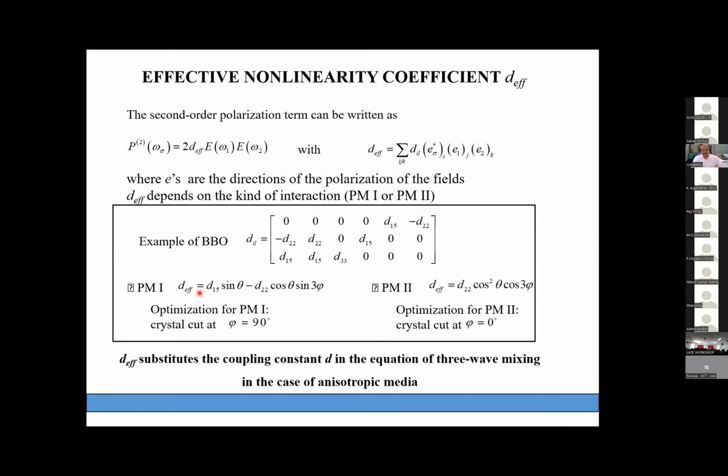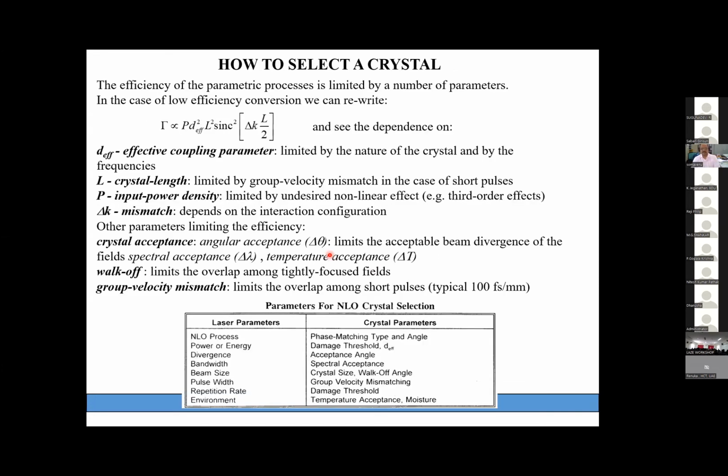There are two different types of phase matching conditions. Phase matching condition 1, 2, and 3. I'm not going into that. Depending on the crystal cut, you will be accessing different nonlinear coefficients. So one needs to identify the magnitudes of these and the direction in which you put in the beam to access these coefficients, then you can get a very good conversion efficiency. The efficiency is proportional to this term, as you see, where D effective is the coupling parameter. How do you increase the overall conversion efficiency? Look for a strong D effective material.